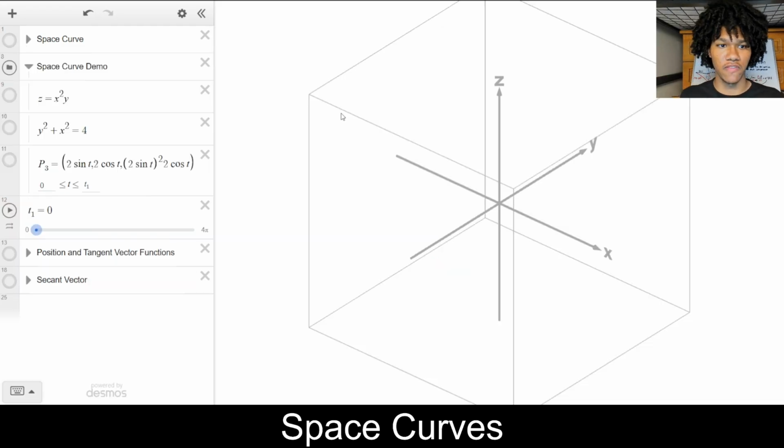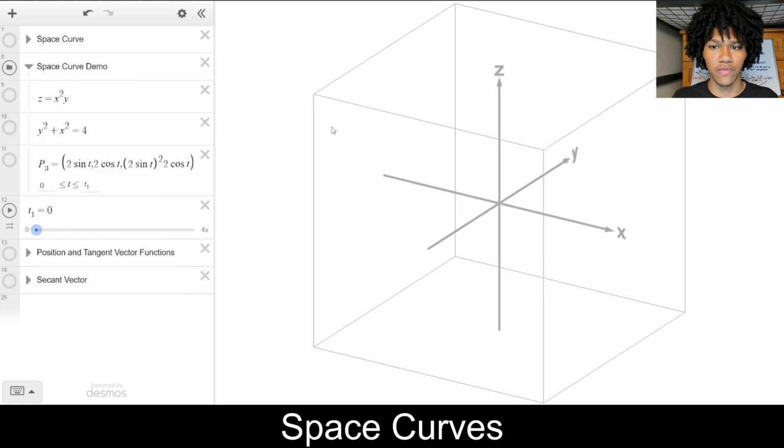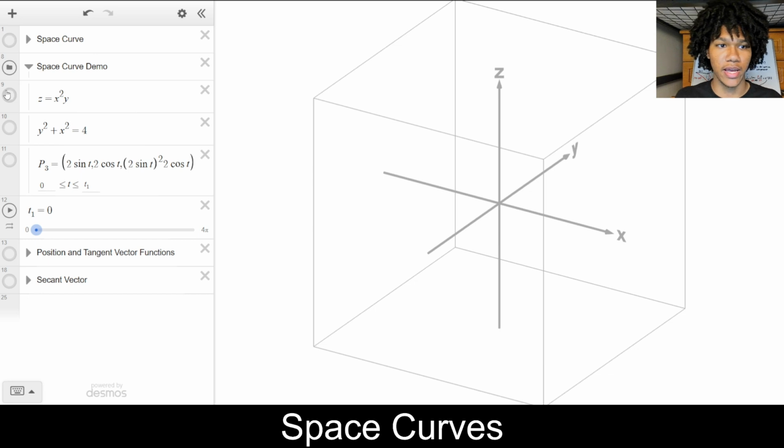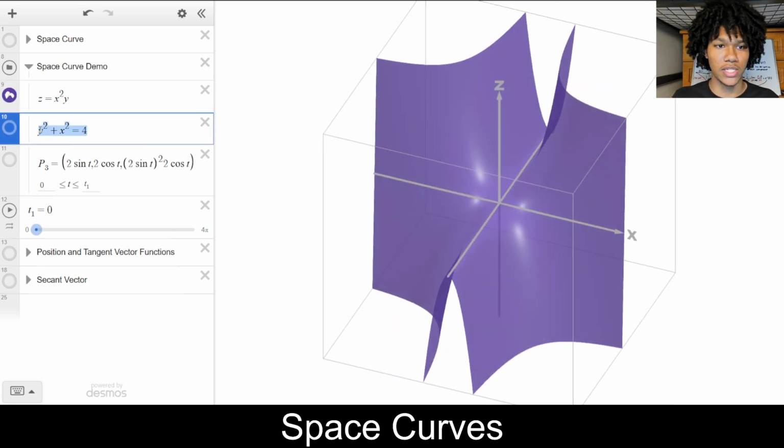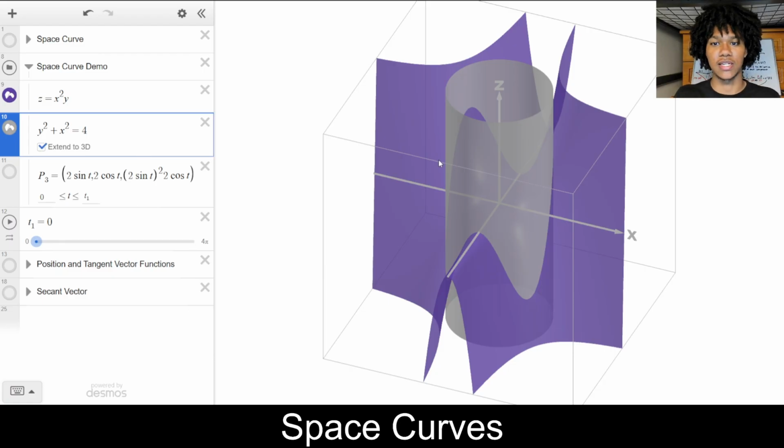One application of parametrizing curves in space is that it can help us describe intersections between surfaces in space. So let's say we're given this function z is equal to x squared times y. This is what that looks like. And y squared plus x squared equals 4. In the plane, that's just a circle centered at the origin with radius 2. And in 3D, you're going to take that circle and move it along the entire z-axis. So it's going to be a cylinder, a circular cylinder.